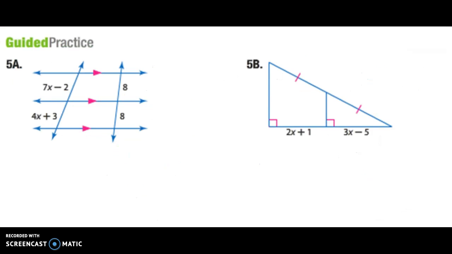Alright, here's some guided practice problems for you to try as well.